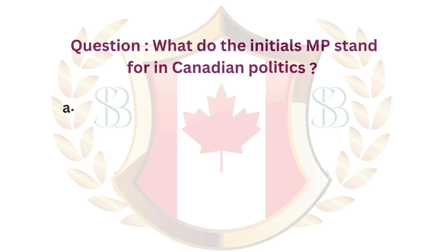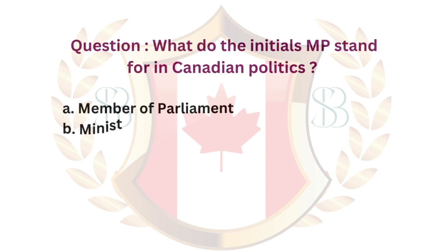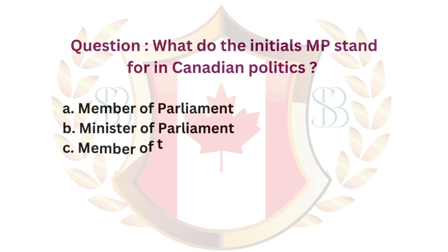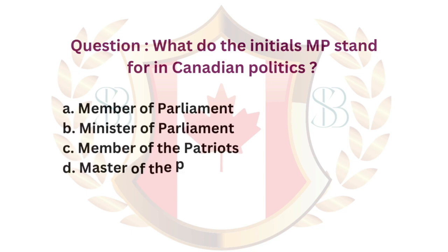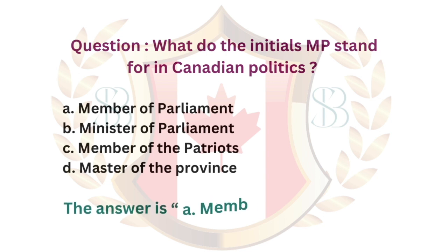Question. What do the initials MP stand for in Canadian politics? A. Member of Parliament. B. Minister of Parliament. C. Member of the Patriots. D. Master of the Province. The answer is A. Member of Parliament.